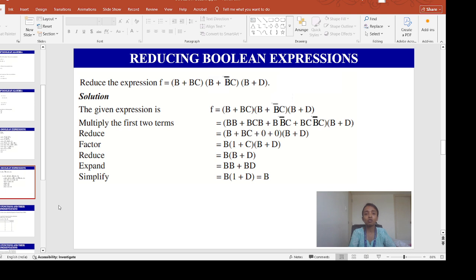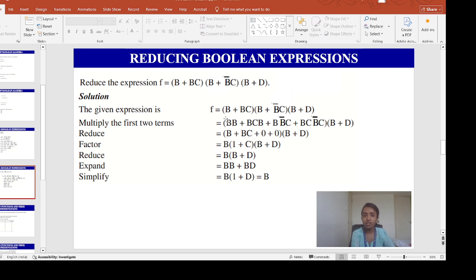Okay. Now let's see another example. F equals to B plus BC into B plus B bar C into B plus D. Okay. So B plus BC into B plus B bar C into B plus D.